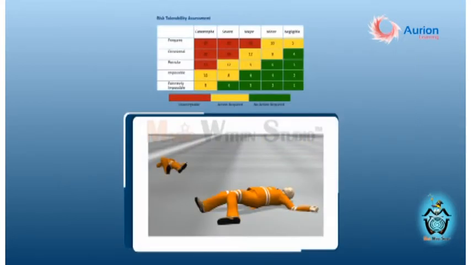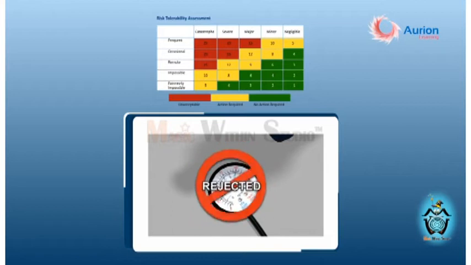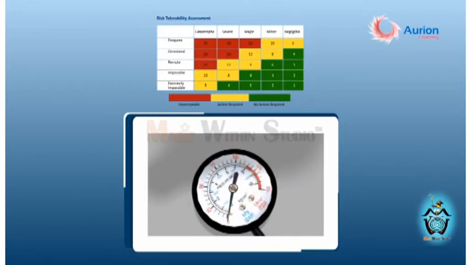The action that would be taken is that the uncalibrated gauge is not used. The risk value factor comes down to 5 and into the yellow zone.